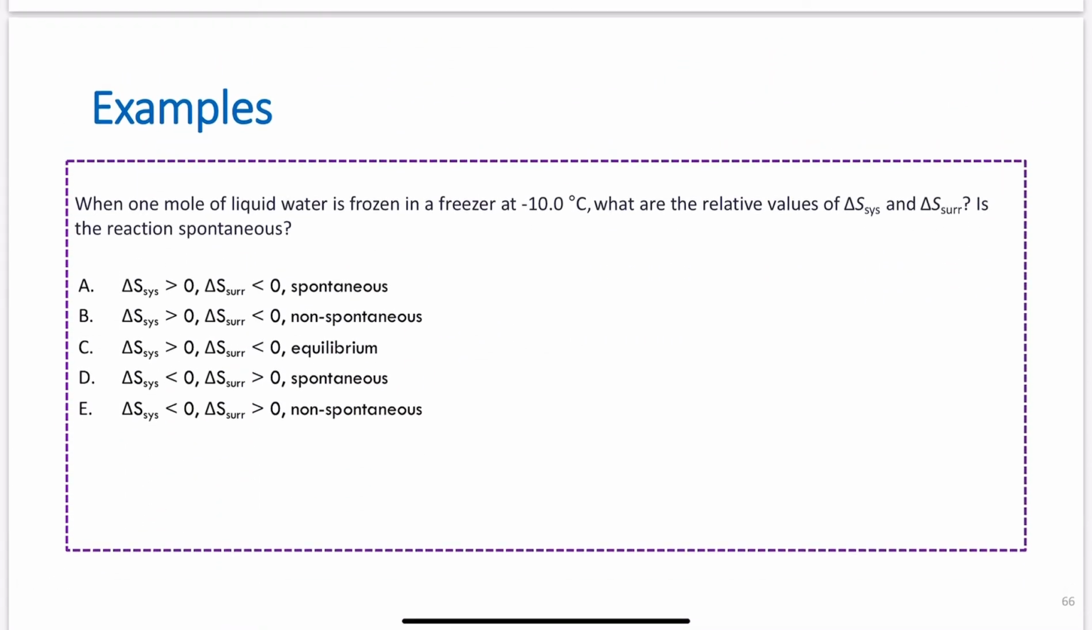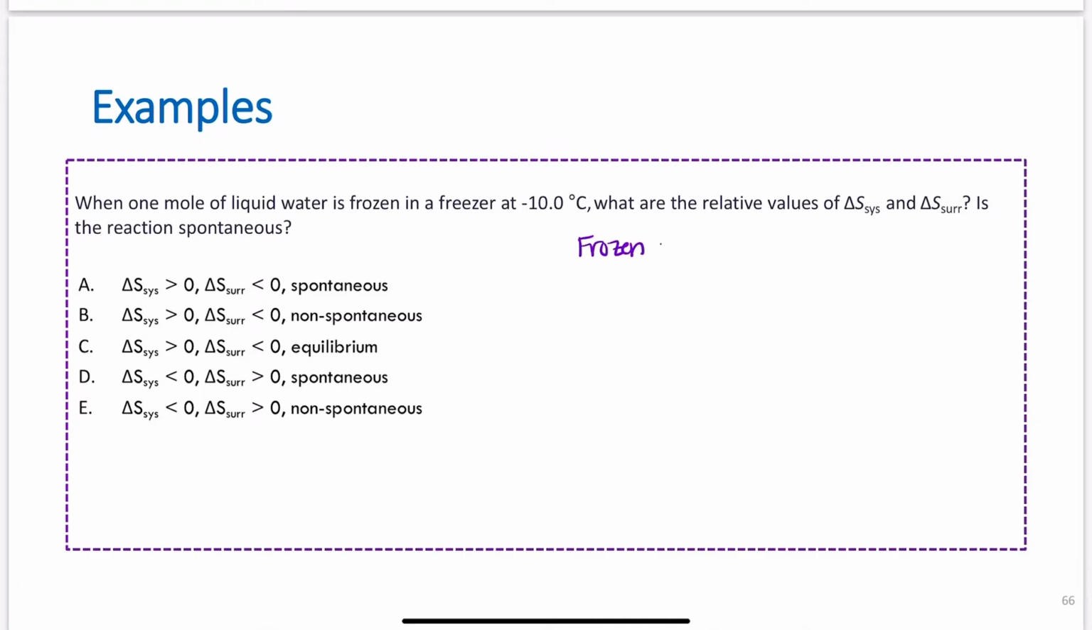When 1 mole of liquid water is frozen in a freezer at negative 10 degrees C, what are the relative values of delta S of the system and delta S of the surroundings? Is the reaction spontaneous? Let's see. Think about frozen water. If I freeze water at negative 10 degrees C, this is spontaneous. It's going to happen, right? We know logically that if I put water in a freezer, it's going to freeze.